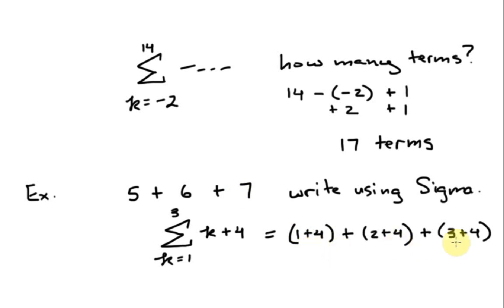So it looks like 5, 6, 7. Yippee! There's our answer right over here. It's all written out with sigma. All right, well, that's a pretty good beginning as to what sigma is. It can get a lot more complicated, but that's a good start. So we're going to stop right there.